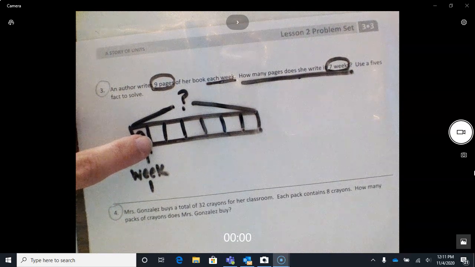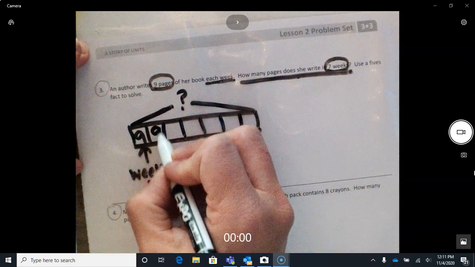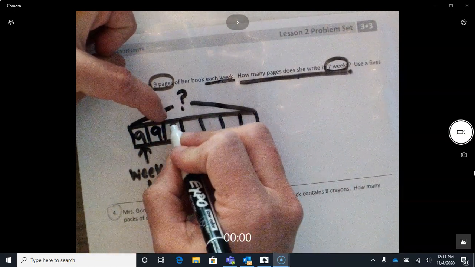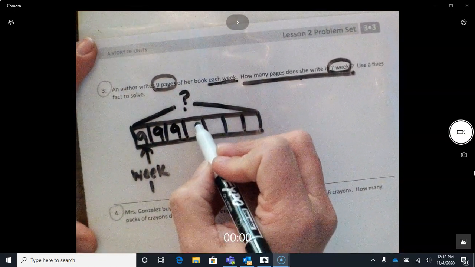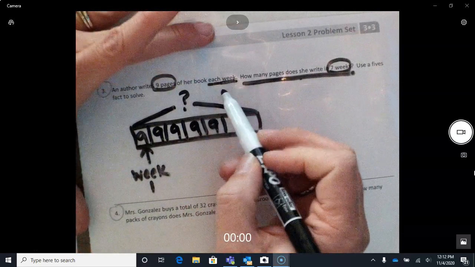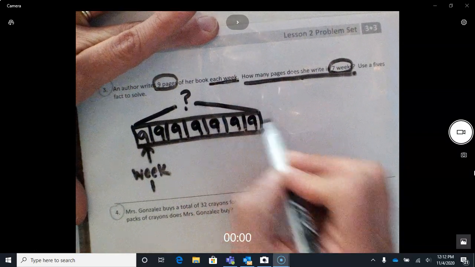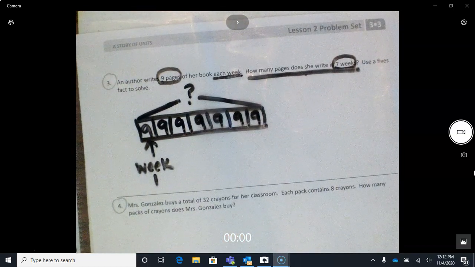What did she do for week 2? Yeah, 9. Well, she did that for week 1 and week 2. What did she do for week 3? Yes. And I'm going to keep going because she's going to do the same thing for each week because that's what it says in our problem. Each week. Very good.